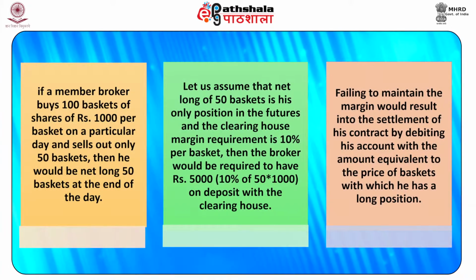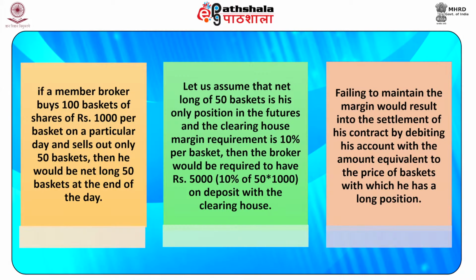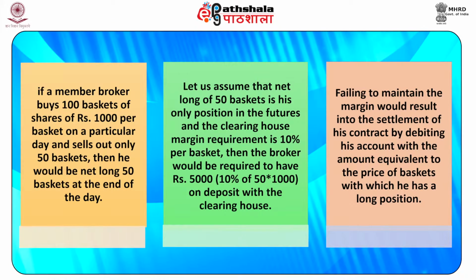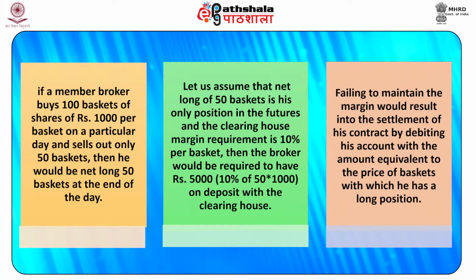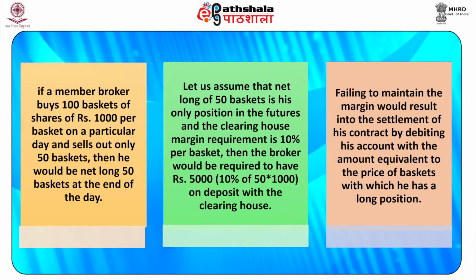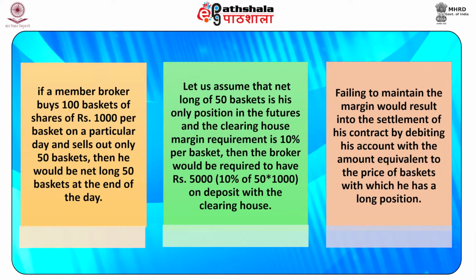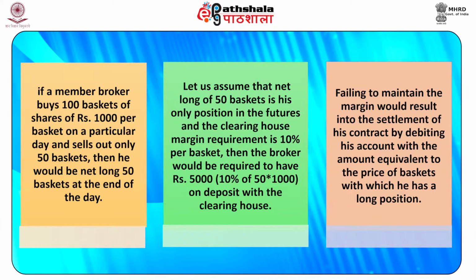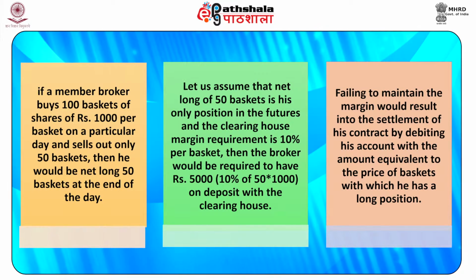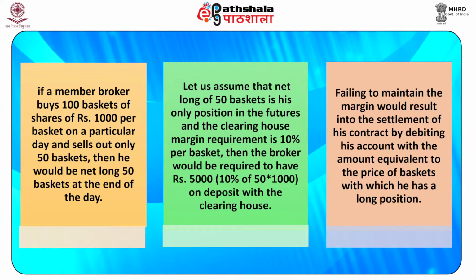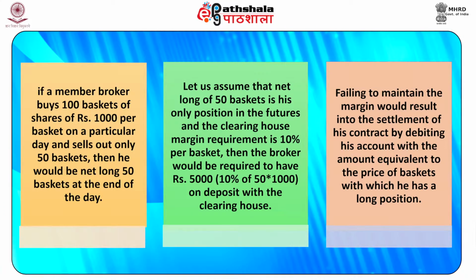For example, if a member broker buys 100 baskets of shares at rupees 1000 per basket on a particular day and sells only 50 baskets, then he would be net long 50 baskets at the end of the day. Let us assume that the net long of 50 baskets is his only position in the futures and the clearing house margin requirement is 10% per basket.